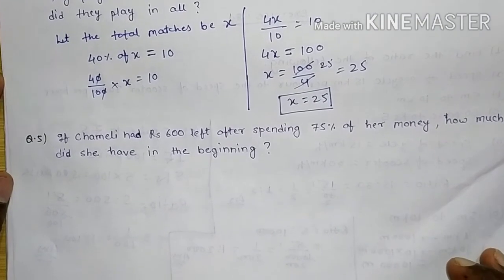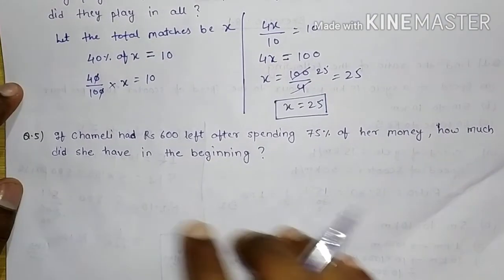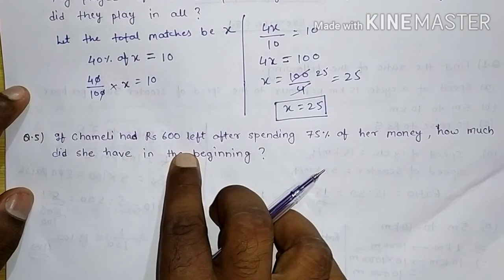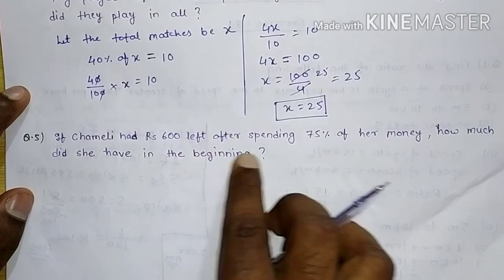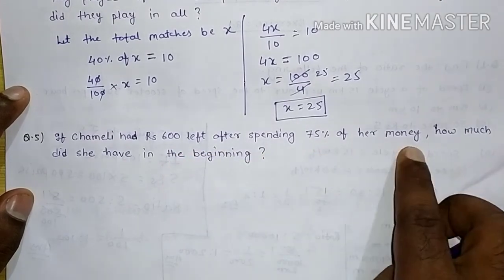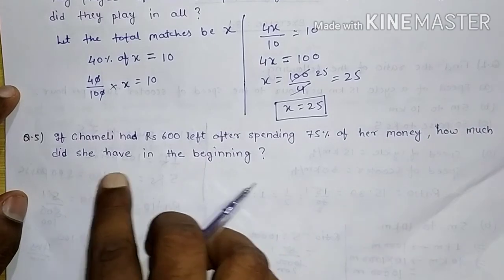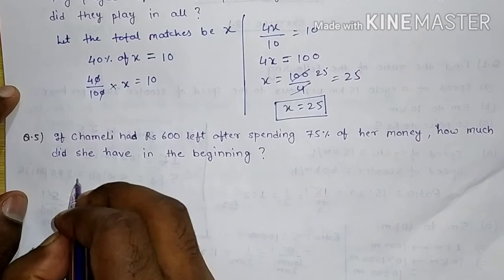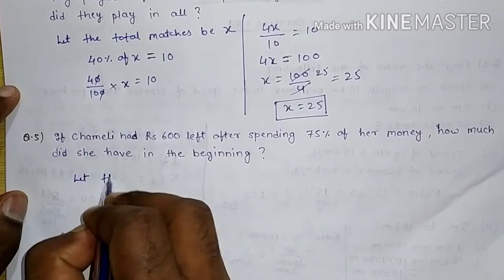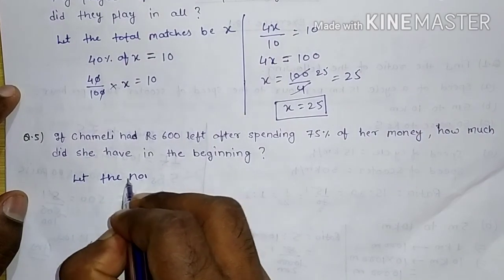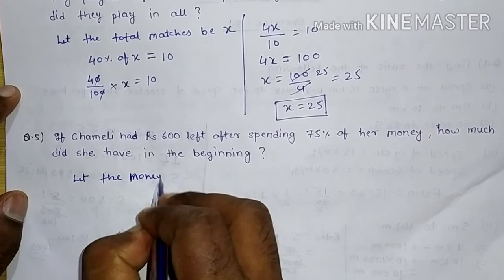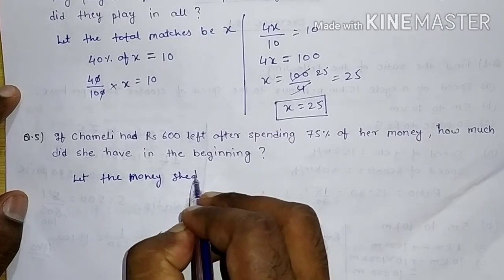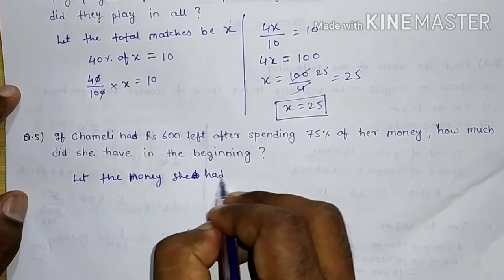Now the question number 5. If Chameli had rupees 600 left after spending 75% of her money, how much did she have in the beginning? Let the money she had equal X.